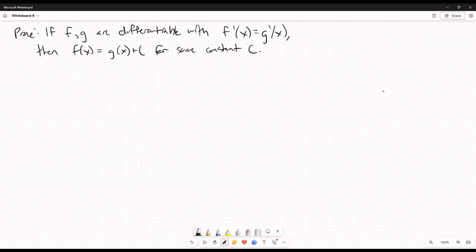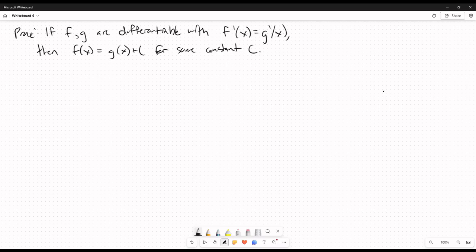One of the nice things about the mean value theorem is that we can use it to show some really important facts in calculus. One of those important facts is that if f and g are differentiable with the same derivative, then f of x has to equal g of x plus c for some constant c.